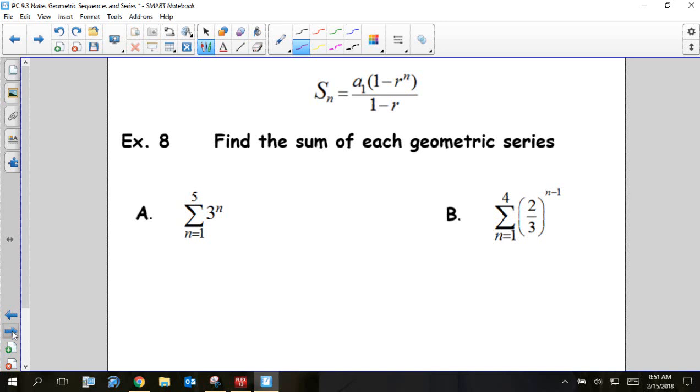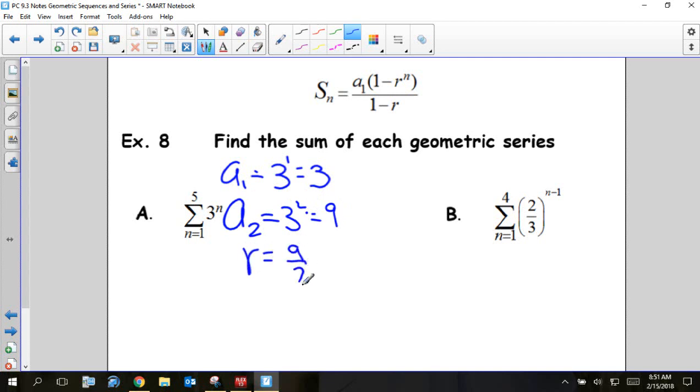To use this formula, we need to know the first term and the common ratio. When you look at this, to find the first term, you plug in 1, so 3 to the first. To find the common ratio, we need the second term divided by the first term. So I do the second term, and the common ratio is 9 divided by 3, which is 3.